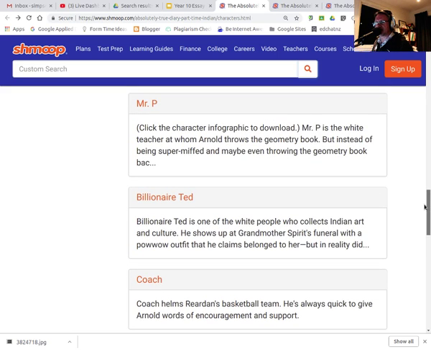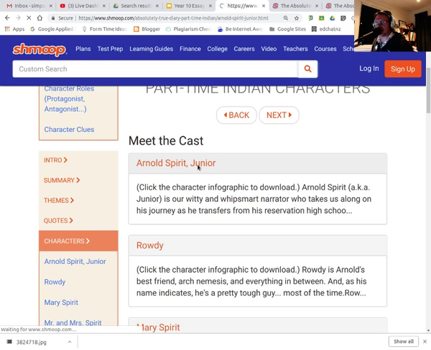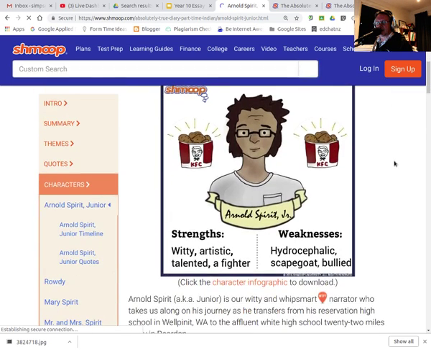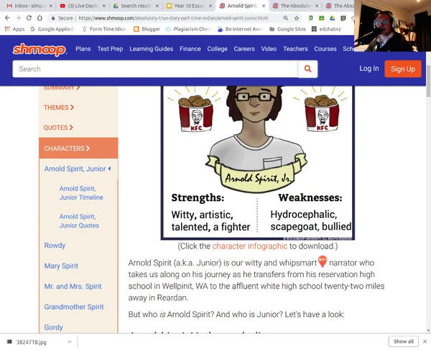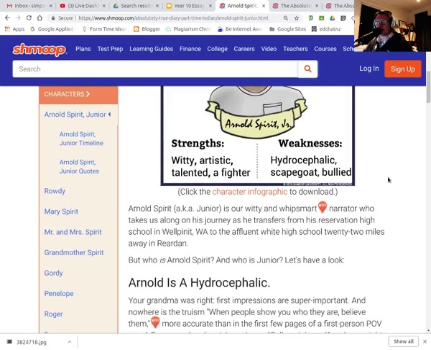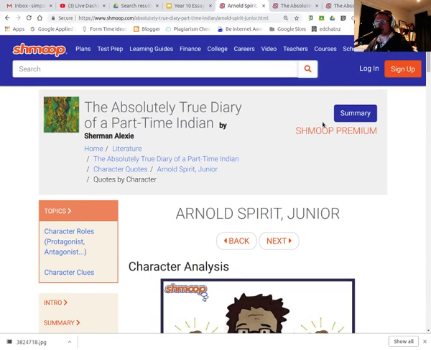So make sure you know some characteristics of some of the main characters, like what do they look like, how do they behave, and this is a great summary of a lot of them. You can click on these headlines, and you'll get an analysis of the characters. For example, some of the strengths: witty, artistic, talented, a fighter, hydrocephalic. That was his brain being bloated, I think. So that's quite a good analysis and a little review of the characters on Shmoop. I've put a link for that down below as well.